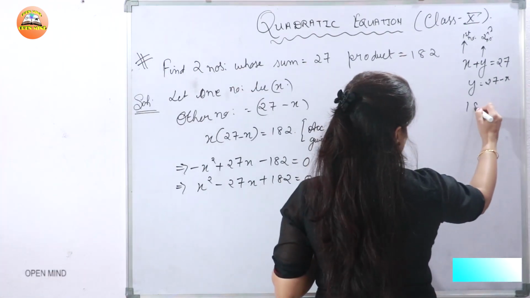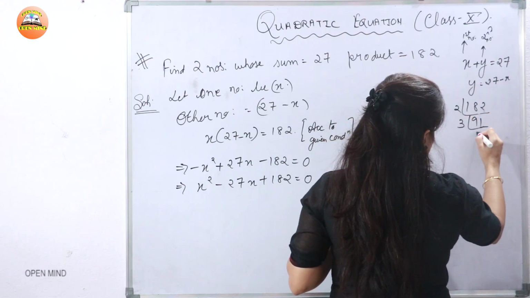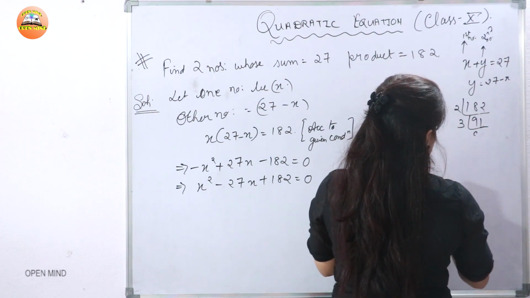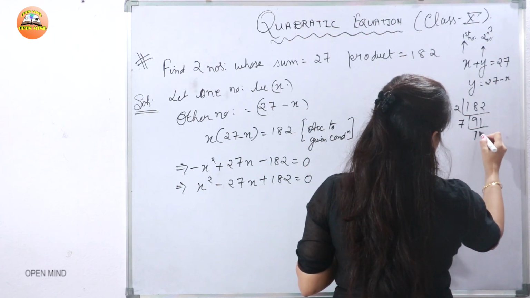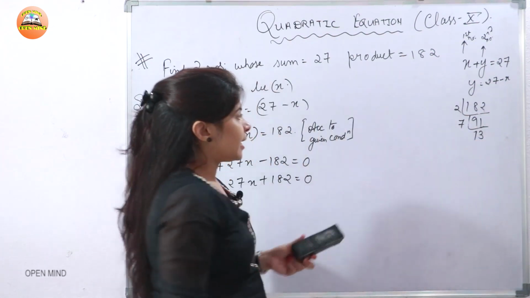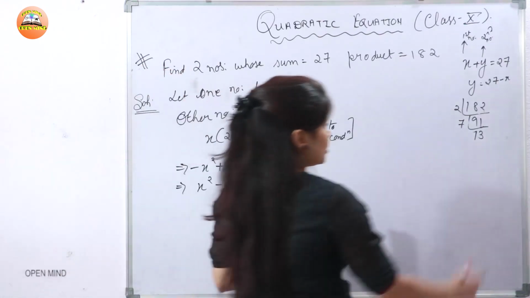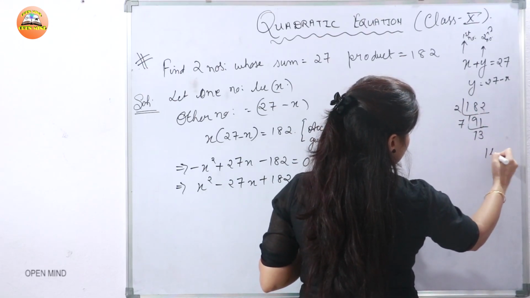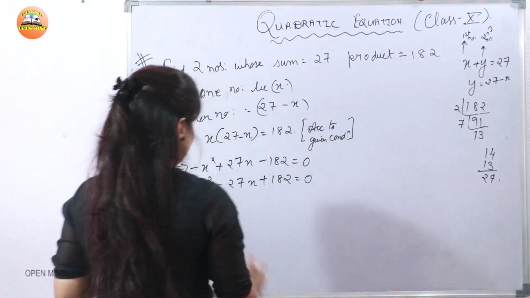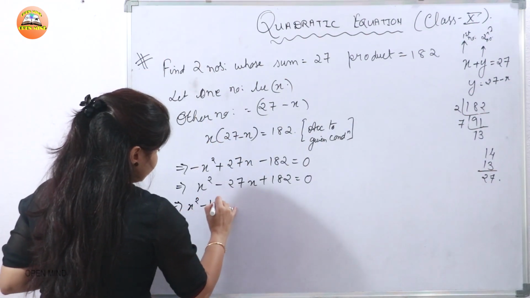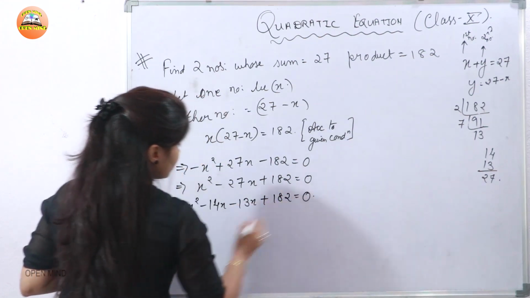So let's do the prime factorization. So we get as 2, 7 and 13. So now we want 27 on adding. So 7 into 2 is 14. So 14 and 13 will give us 27. So we can take one number as 14 and another number as 13 plus 182 is equals to 0.